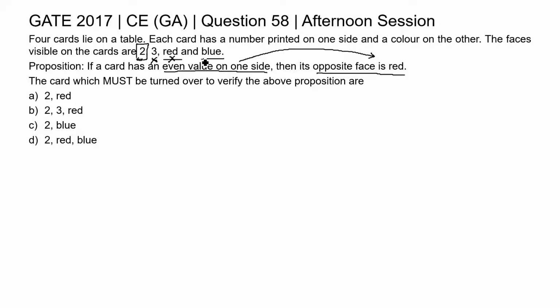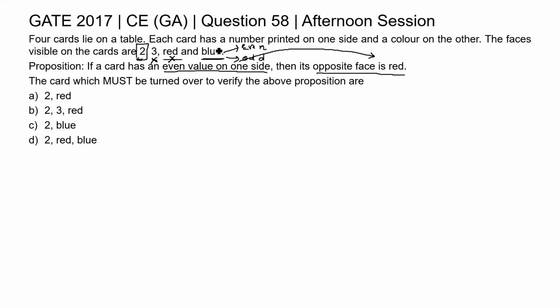Now the other card, that is blue. There are two things which can happen for this card. This blue color has an even value on the other side or an odd value on the other side. If this card has an even value on the other side, then this statement will be wrong, because it is saying if a card has an even value, then the color will be only red.